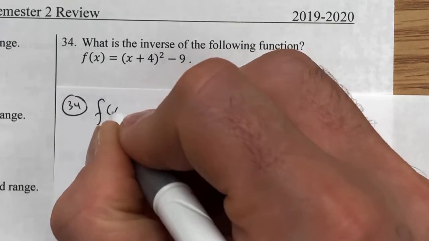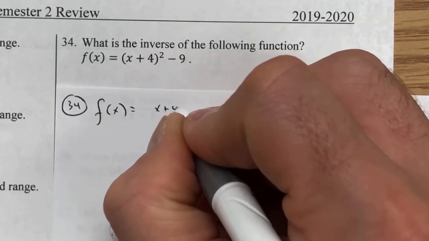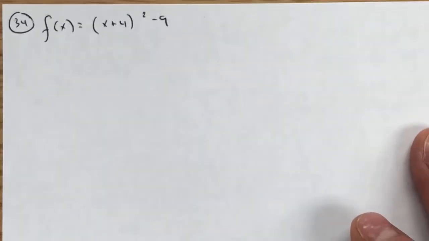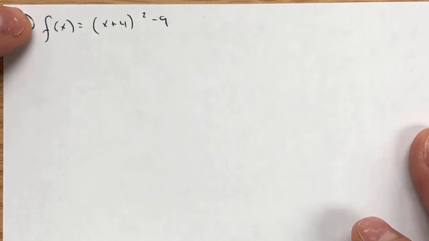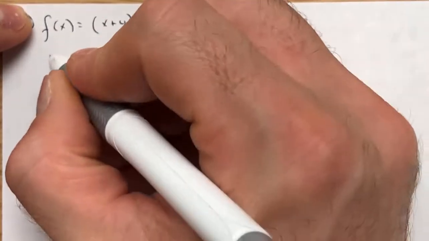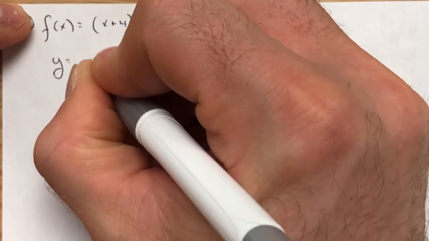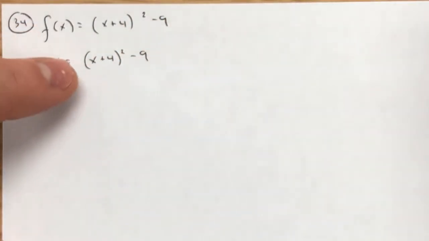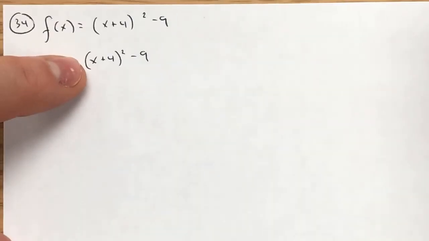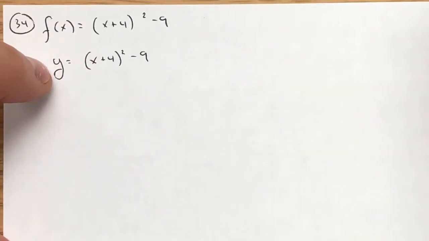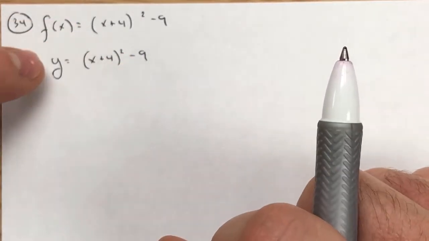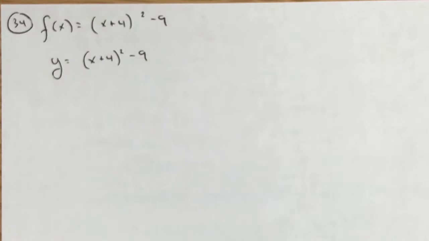So I have this function f of x is equal to (x plus 4) squared minus 9. And I want to find the inverse of that function. Now, if you remember, the inverse of the function does one of two things. I would like to write this as y equals (x plus 4) squared minus 9. We can either solve for the other variable, meaning I can solve for x in terms of y, or I can rewrite this as put my y in this place and my x in this place and resolve for y.